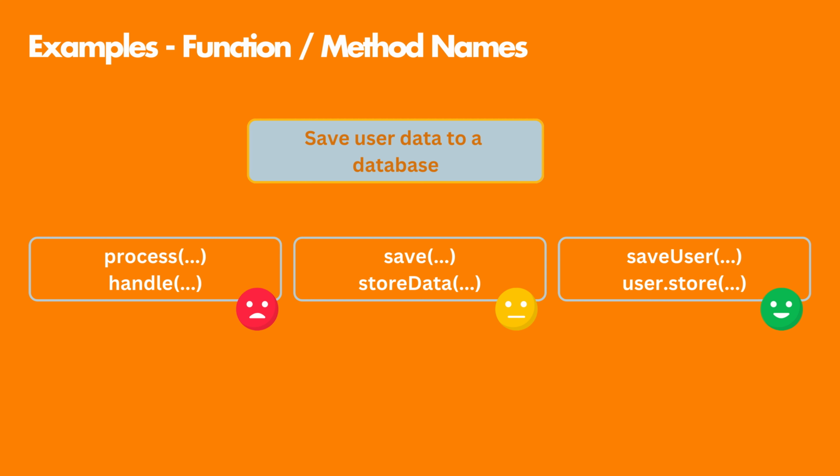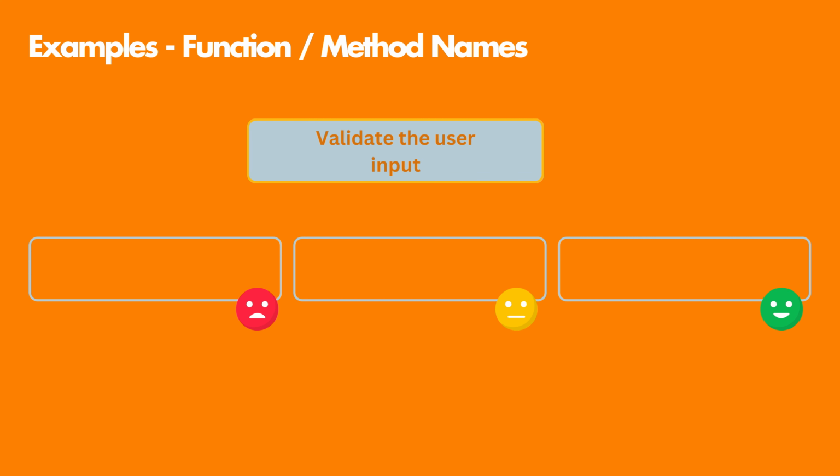However, before we delve into those, I'd like to challenge you with a question. Just pause the video for a while and imagine you are tasked with naming a function or a method responsible for validating user input. How would you choose a name for it? Keep in mind that it doesn't necessarily have to return true or false, so what name would best capture the essence of this function or method? Take a moment to ponder this and feel free to share your thoughts in the comments below.